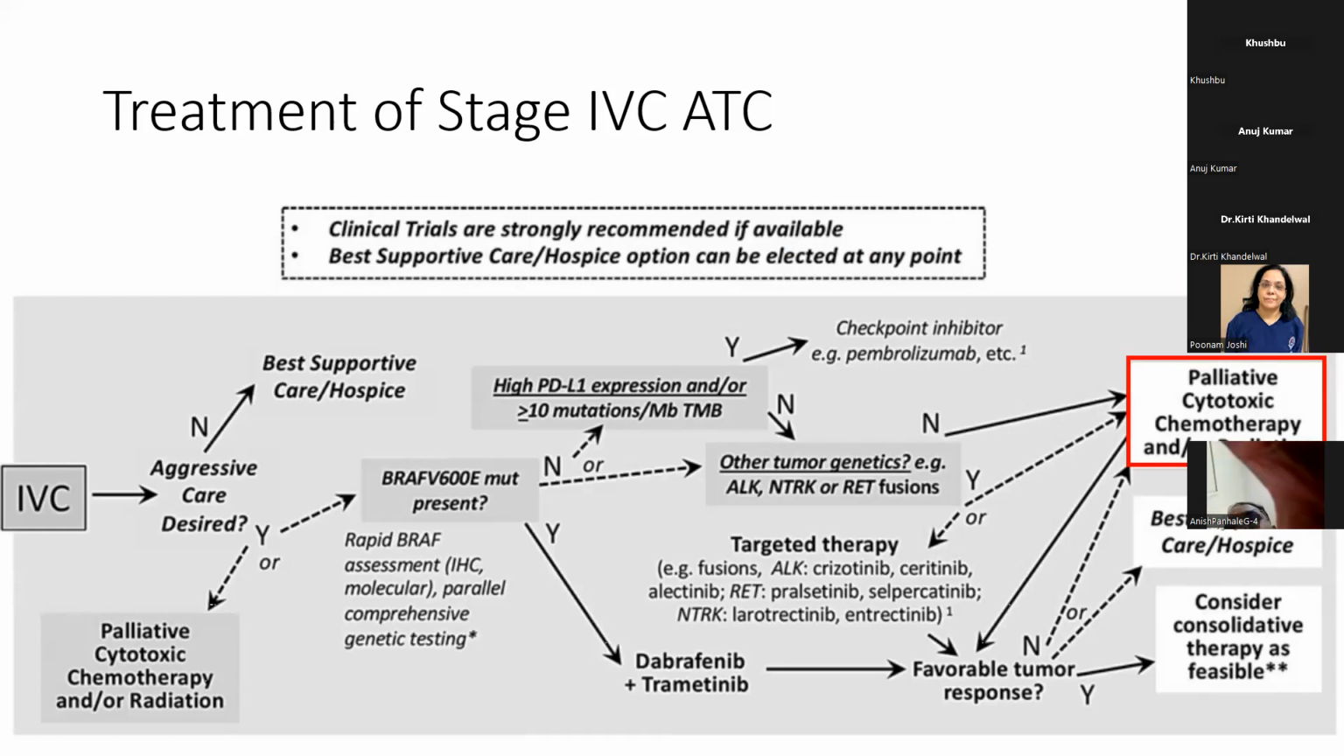We have to first decide whether aggressive treatment is required or not, depending upon the spread of the disease. And if we are not planning for aggressive treatment, then it is mostly best supportive care. And if we are doing aggressive treatment, then we should also be testing for the various mutations, like we already discussed, the BRAF V600E, depending upon whether we can give a targeted therapy or not, and again see whether there is a favorable response or not, and consolidate with further treatment accordingly.